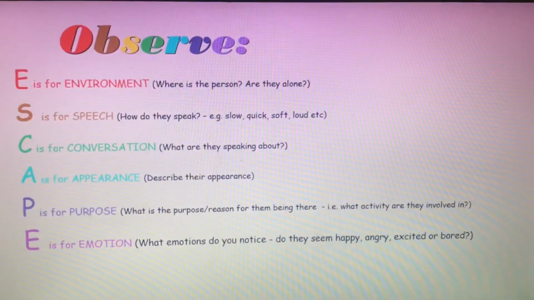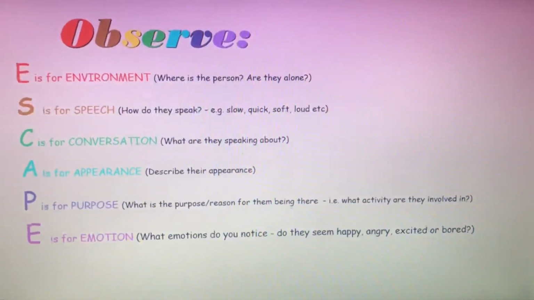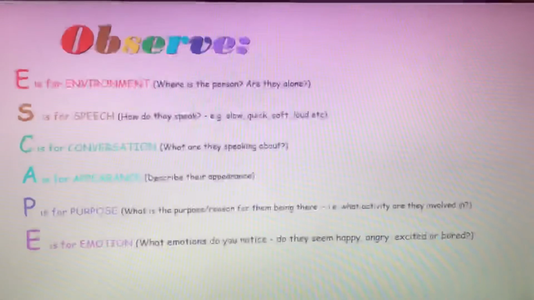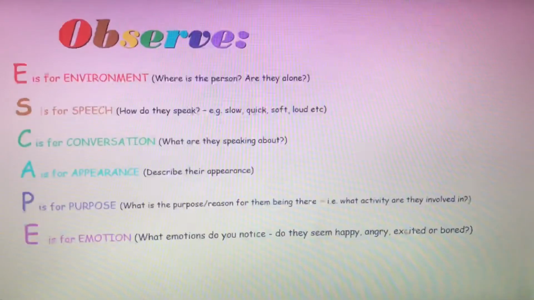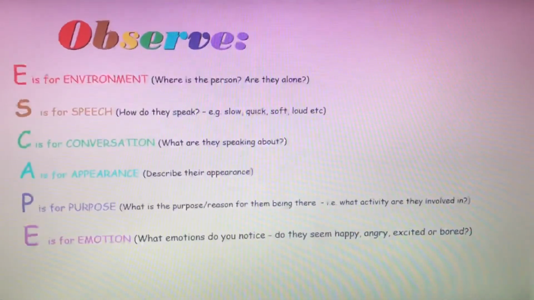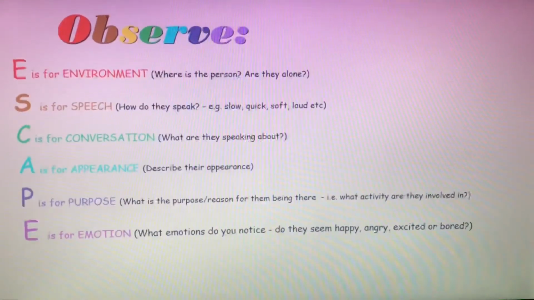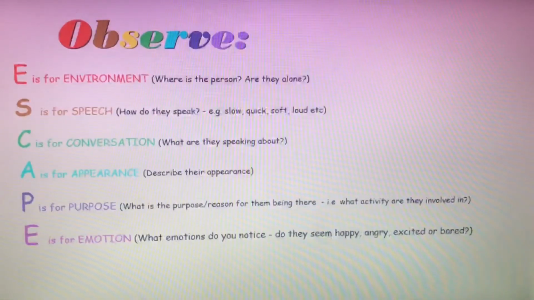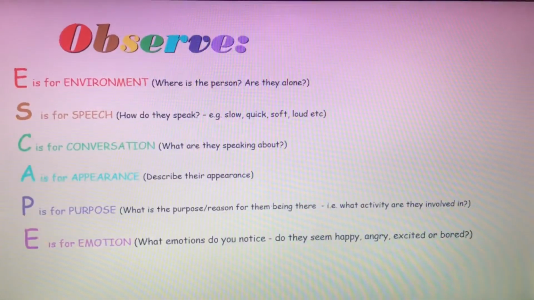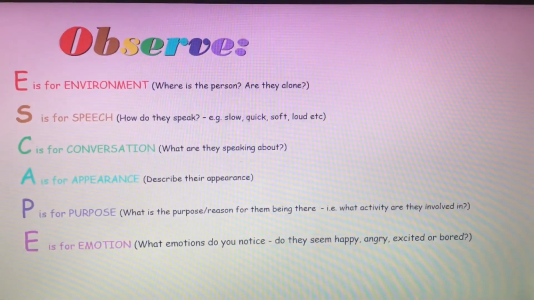S is for speech. Now, when I say speech, I want you to think about the sound of their voice, okay? So it's their voice you're focusing on, their speech patterns. Do they speak slowly, quickly? Do they speak soft or loud? Do they have a high-pitched voice or a low voice? So think about all those things, okay? So E is for environment, S is for speech. How do they sound?